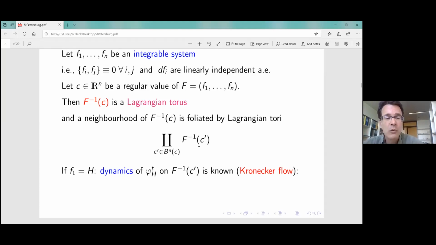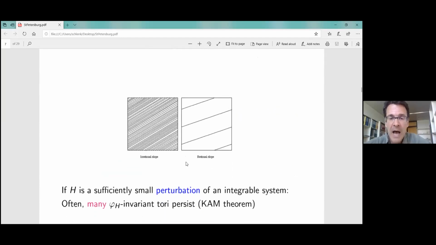So to fix ideas, you just assume that one of these F_i is really the Hamiltonian you're interested in, like the total energy. And then you have other ones, enough, n-1. And then the flow of H that you want to know is very simple, right? If at a given C the slope is rational, then everything closes up. And if not, it's a totally non-closing irrational flow.